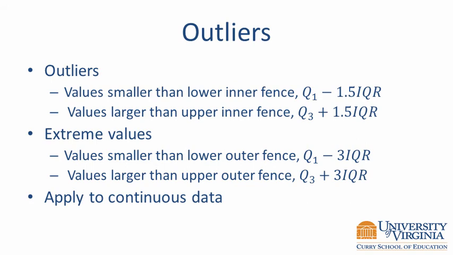Outliers and extreme values are unusually large or unusually small values. They are easy to spot with a box plot because they are values that extend beyond the fences. Outliers extend beyond the inner fence. The lower inner fence is defined as the first quartile minus 1.5 times the interquartile range, and the upper inner fence is the third quartile plus 1.5 times the interquartile range. Extreme values extend beyond the outer fences. The lower outer fence is defined as the first quartile minus 3 times the interquartile range, and the upper outer fence is the third quartile plus 3 times the interquartile range.